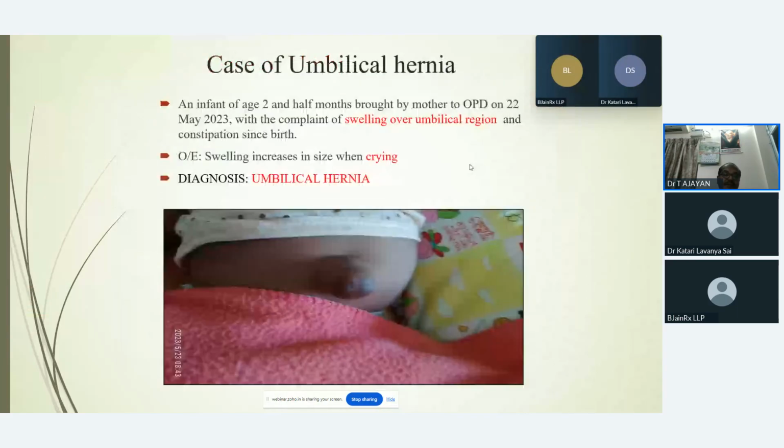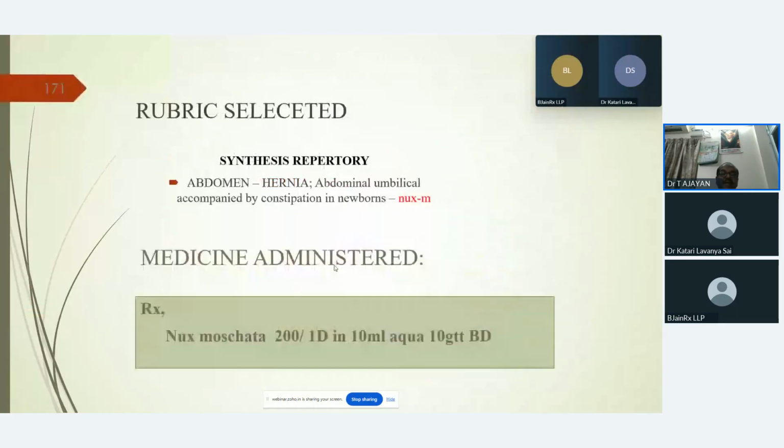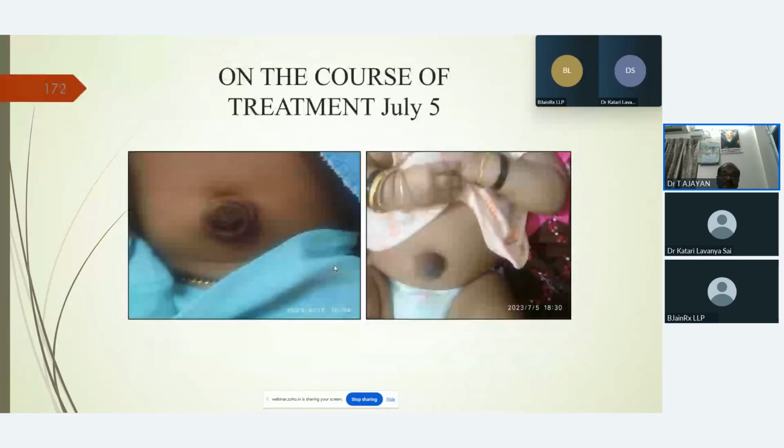Then listen here, another case, umbilical hernia. Our repertory helps me with the selection: abdominal hernia, umbilical, accompanied by constipation in newborns. There is only one medicine there, Nux moschata. It's wonderful. Within 7 to 14 days, almost 90% of that umbilical hernia disappears.